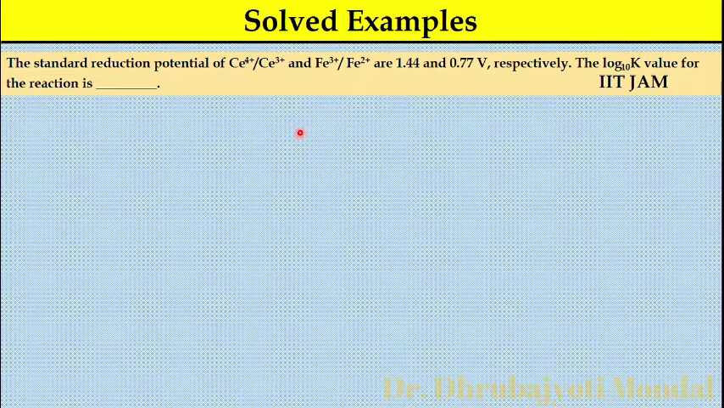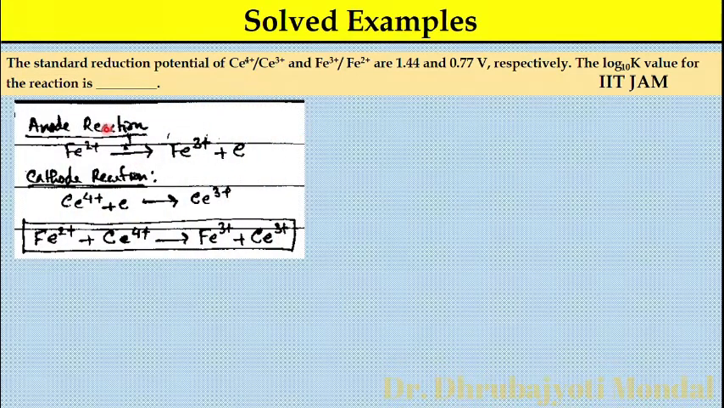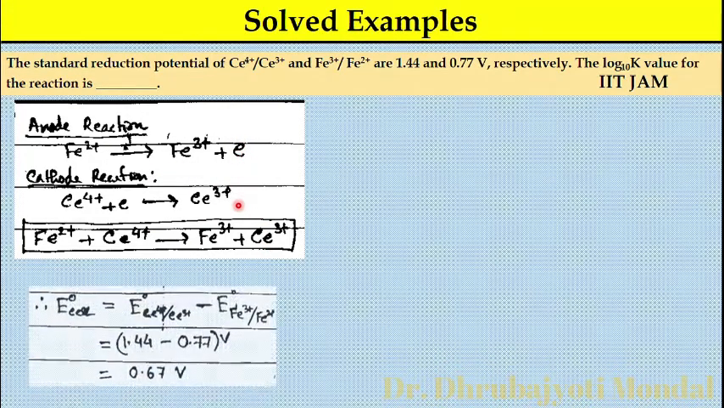So what is the cell reaction? Anode reaction is oxidation. So here you can see Fe2 plus is oxidized to Fe3 plus plus electron, and as the reduction potential of cerium 4 plus, cerium 3 plus is higher, cerium 4 plus gets reduced. So cerium 4 plus plus electron gives cerium 3 plus, that is the cathode reaction. So the overall reaction is Fe2 plus plus cerium 4 plus converts to Fe3 plus plus cerium 3 plus. From that reaction you can see the number of electrons exchanged is equal to 1.